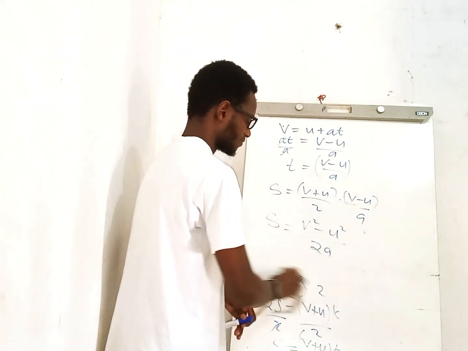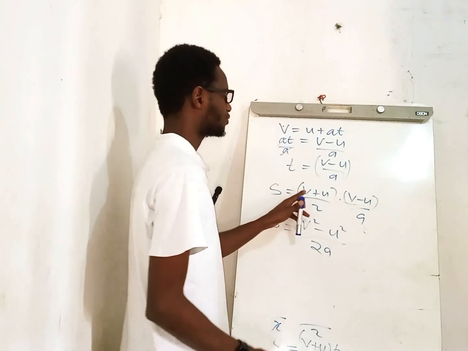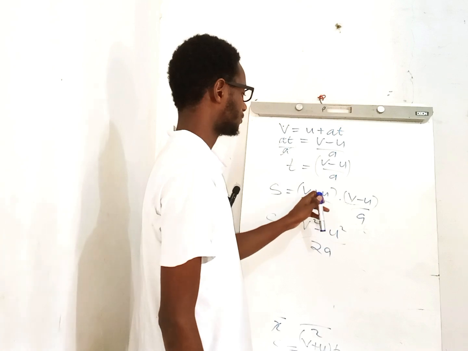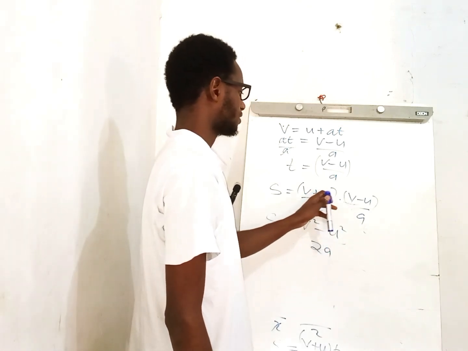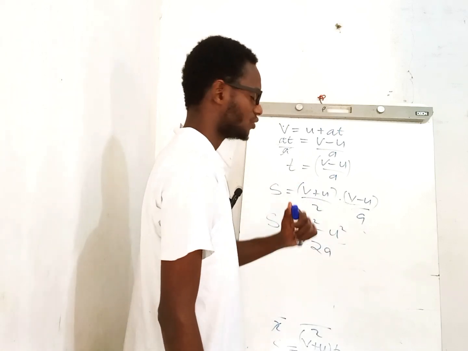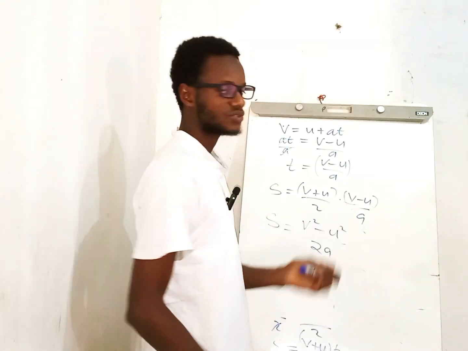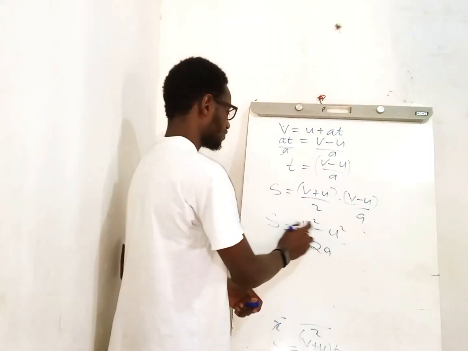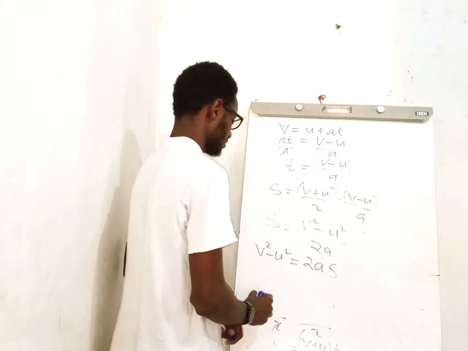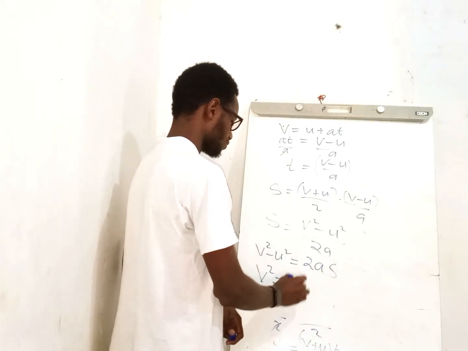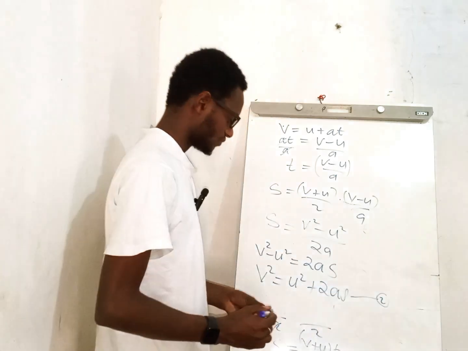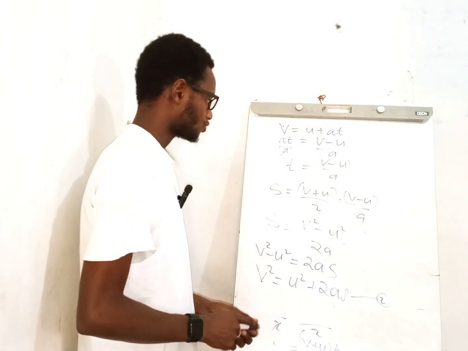In mathematics, we learn about difference of two squares. You apply that, or you can open the bracket. V times v is v squared. V times u is minus vu. U times v is plus uv. And u times u is u squared. So the minus uv plus uv will cancel out, and you are left with v squared minus u squared. Now make v squared minus u squared the subject, and you are going to have 2as. Now make v squared the subject, you are going to have u squared plus 2as. So this is the second equation of motion, that is v squared = u squared + 2as.